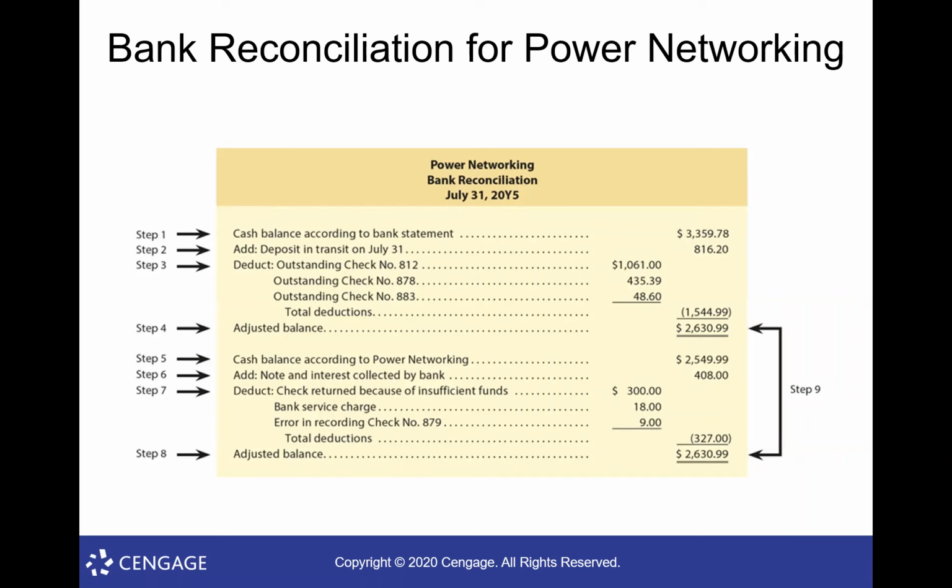And that gives us an adjusted balance. Then we start with our cash balance according to our books, our records. We're going to add the note collected by the bank, deduct the check returned because of insufficient funds, deduct the service charge, and deduct the error, okay?